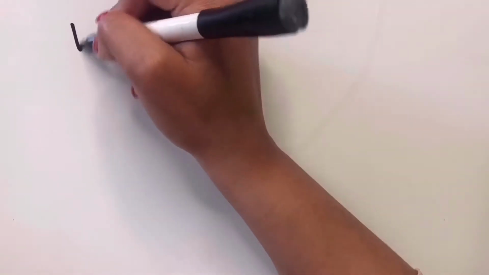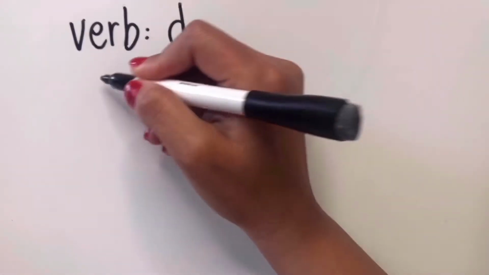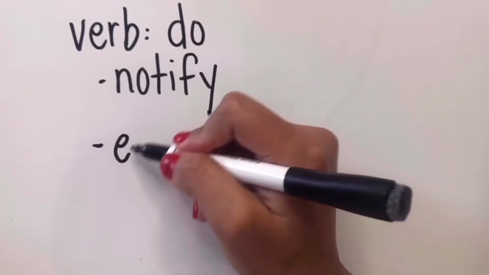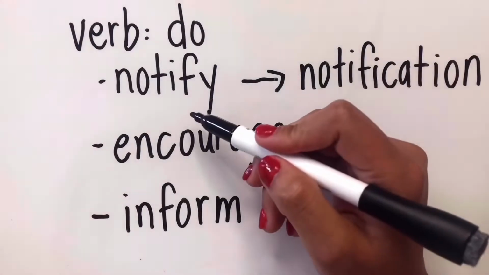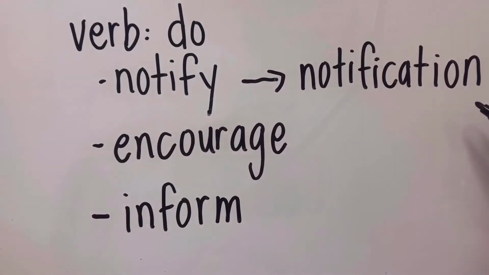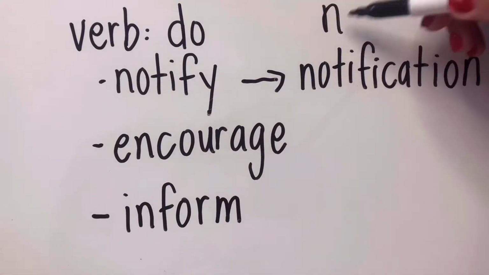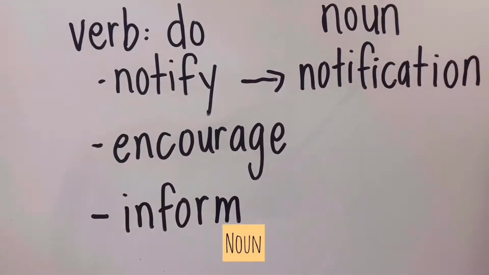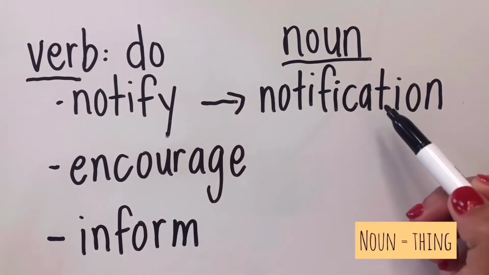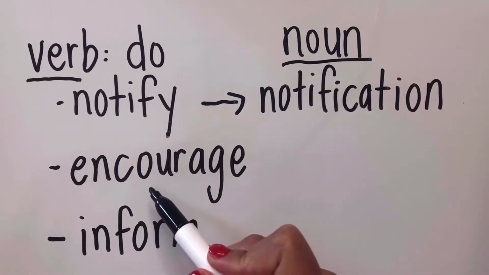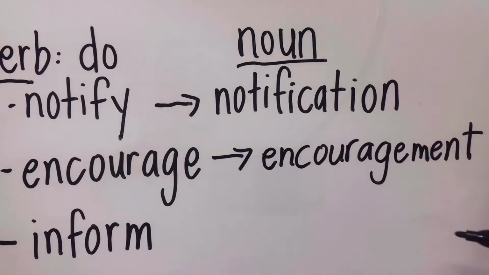We talked about a verb, which is something that we can do. We can notify, encourage, and we can inform. After I notify someone, I make a notification. This verb is now changed to what we call a noun. To notify is something I can do. A notification is a thing. Encourage, I can do. An encouragement is a thing. I gave someone an encouragement.